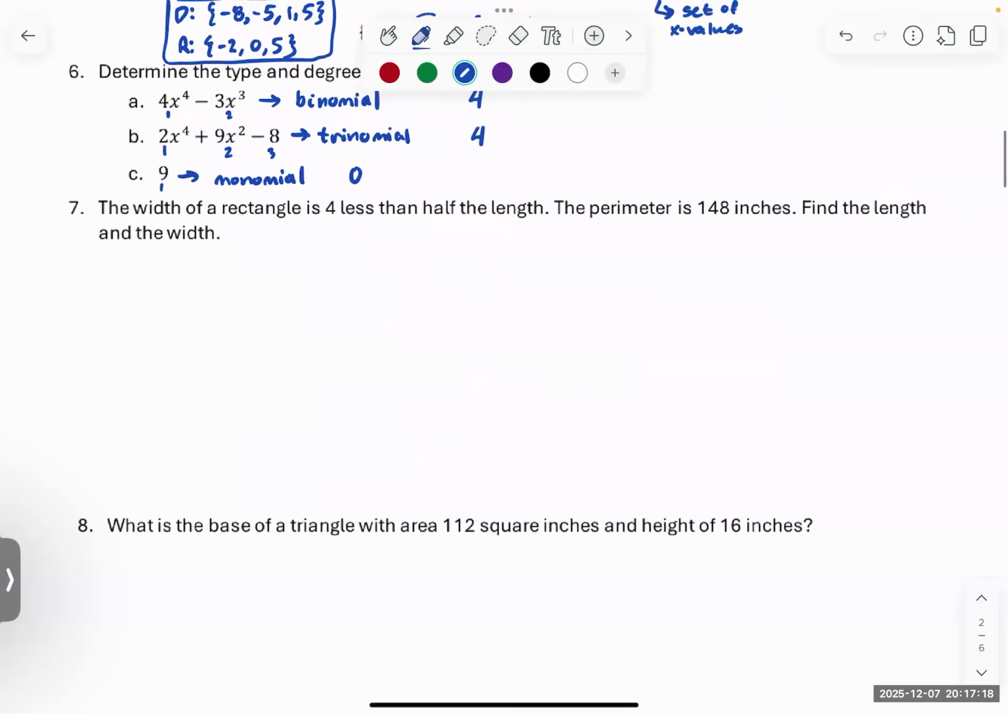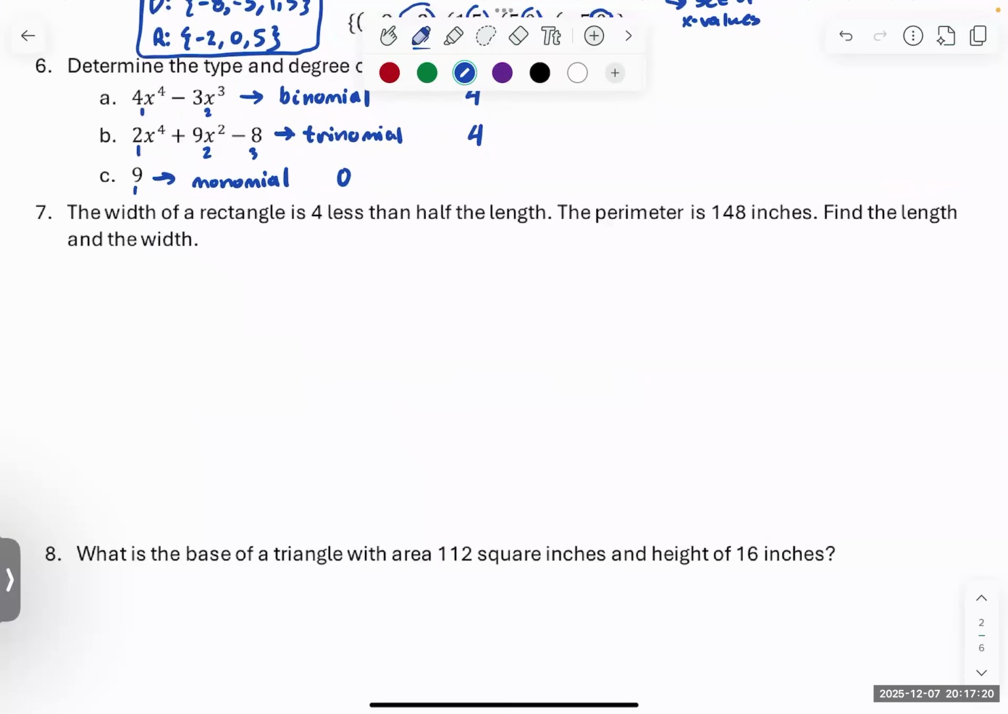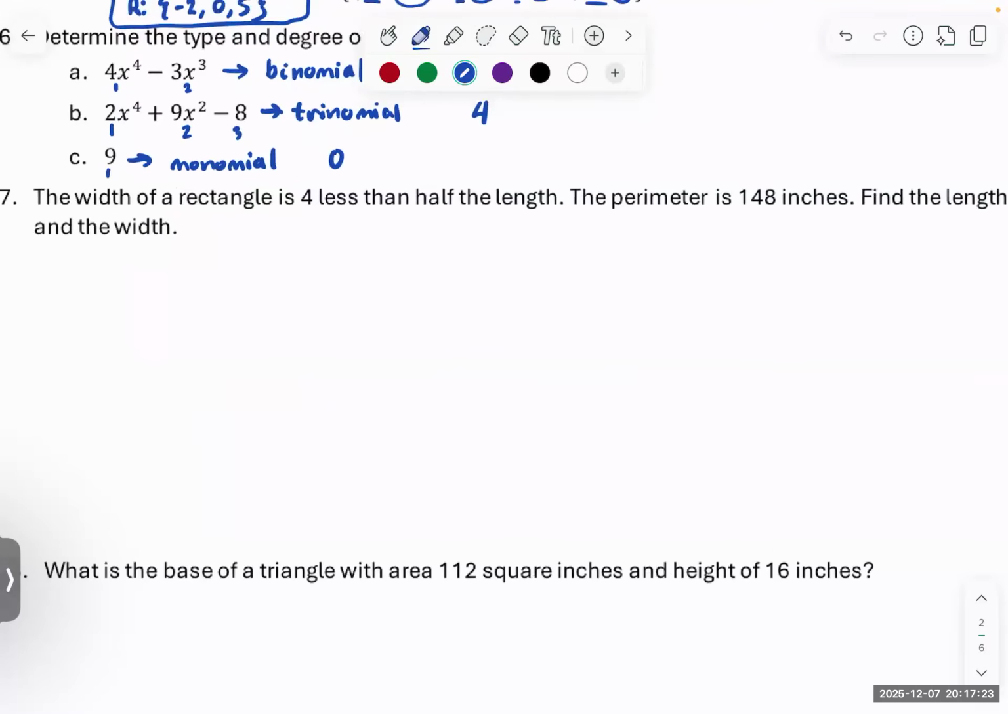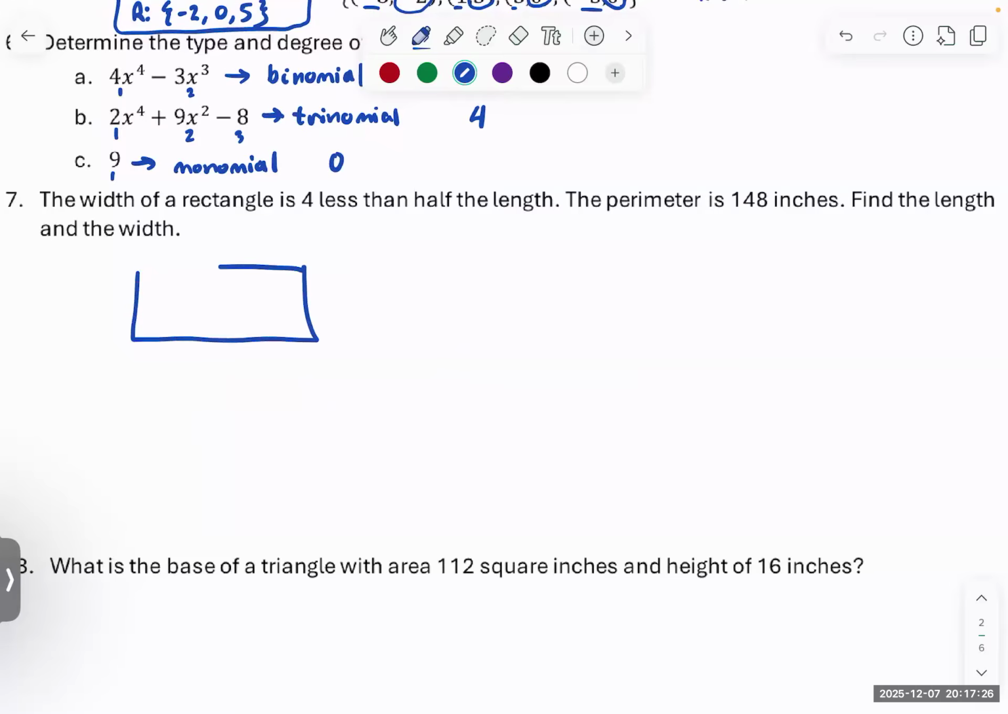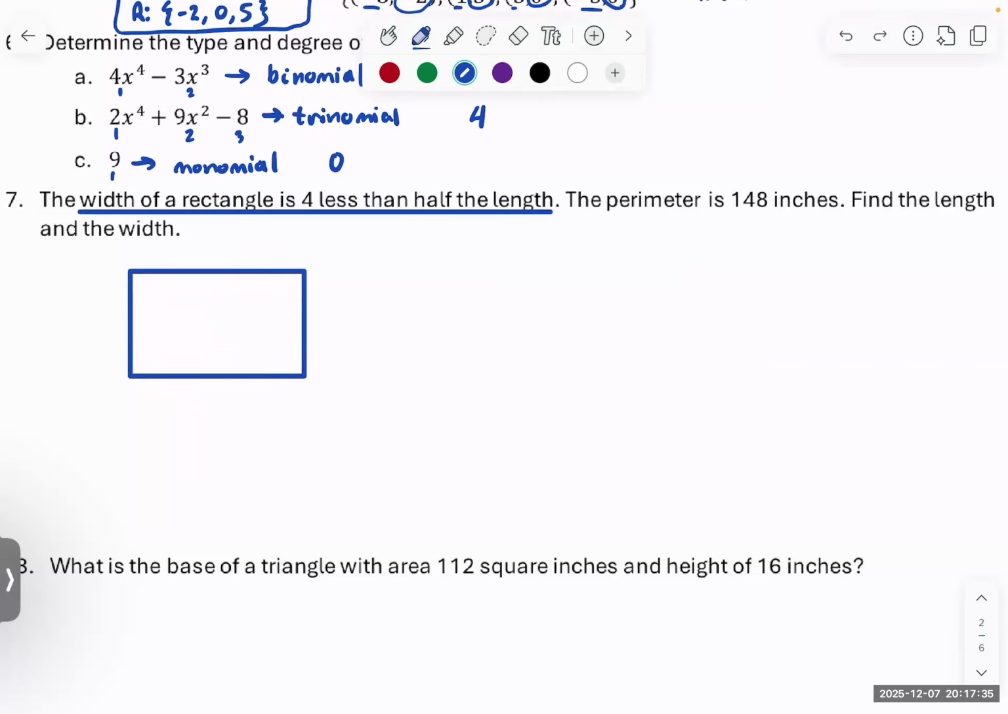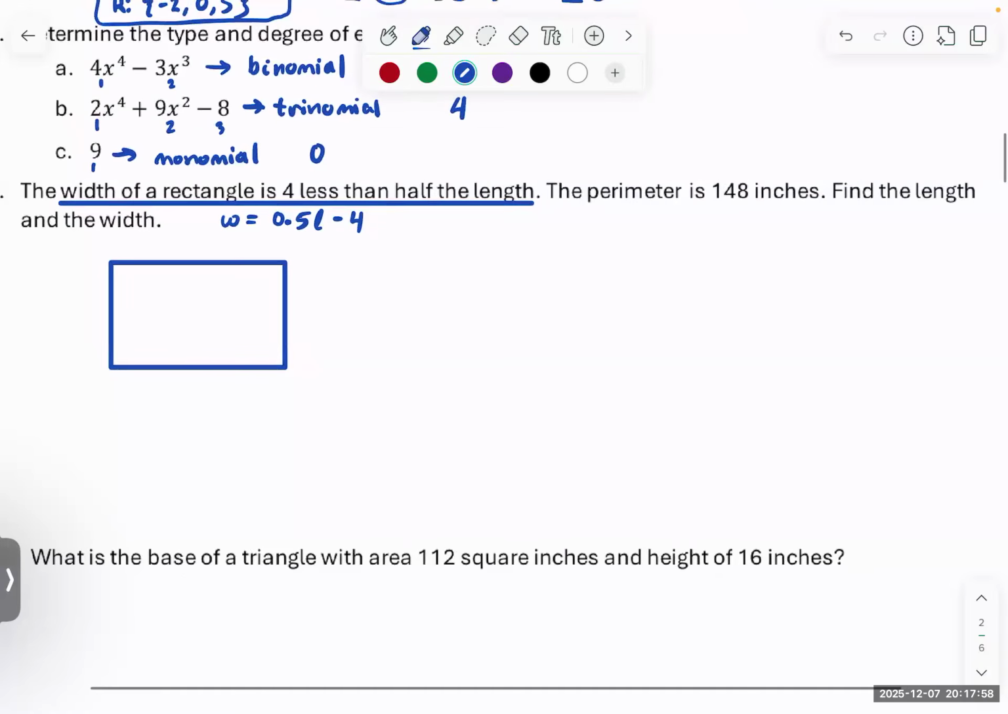The width of a rectangle is less than half the length. The perimeter is 148 inches. Find the length and width. That's a mouthful. So first of all, let's just draw a rectangle. And then it's saying the width of the rectangle is 4 less than half the length. So 0.5 length minus 4. The perimeter is 148 inches.